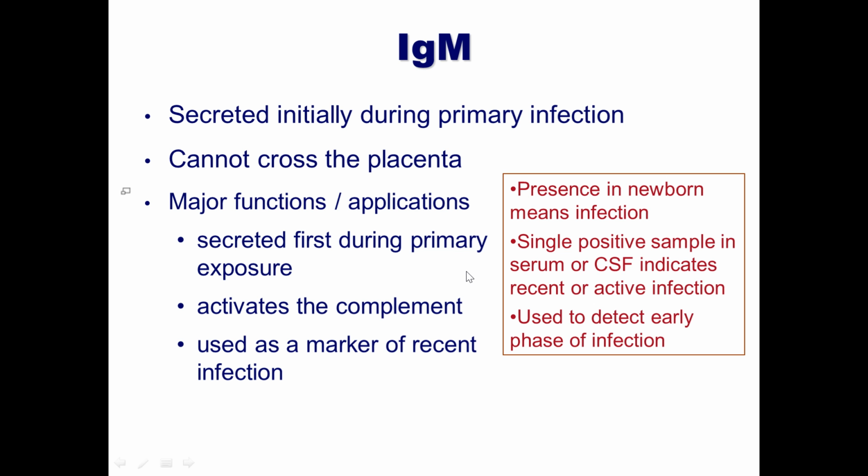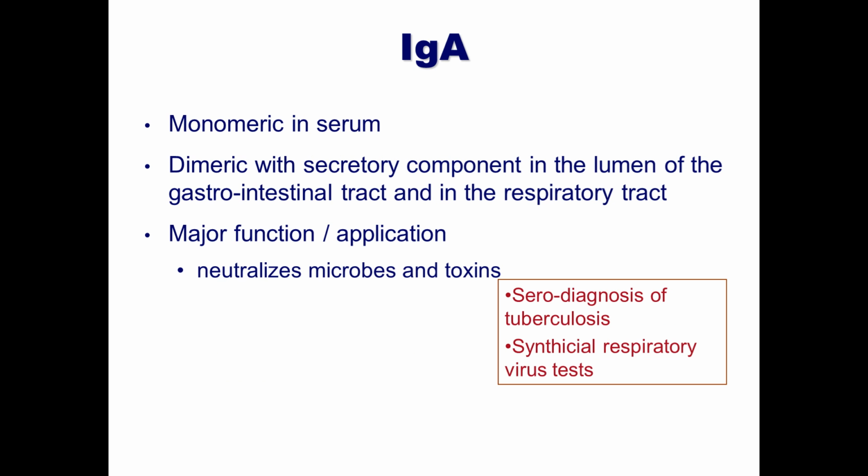This IgM does not cross the placenta, because only IgG crosses the placenta. The major function of IgM is that it is secreted first during primary exposure and activates the complement system, and it is used as a marker of recent infection. During the antibody test, they mainly test two types of antibody, IgM and IgG. According to the concentrations of IgM and IgG, they detect how long ago exposure to that particular antigen took place. Next is IgA.